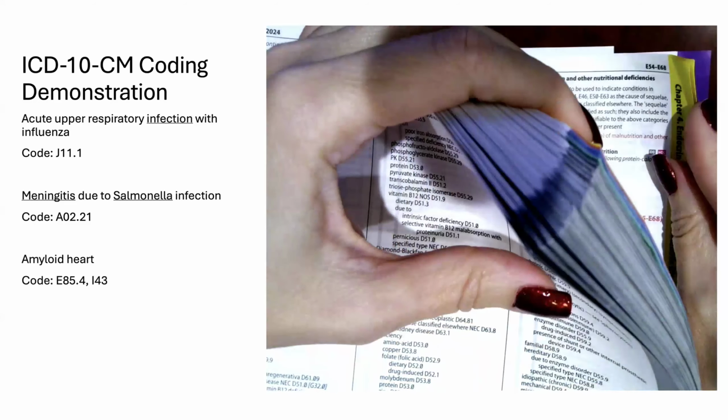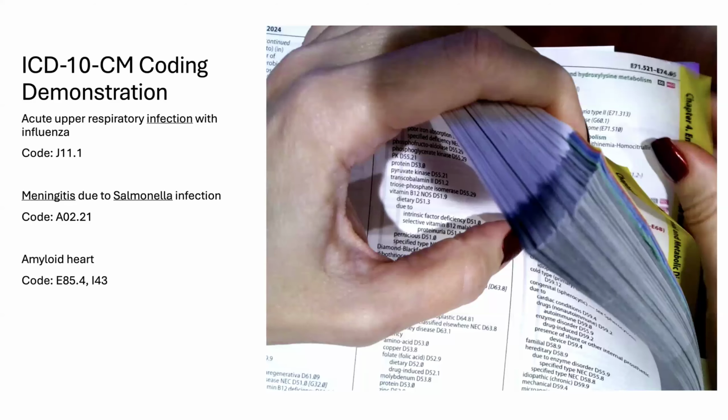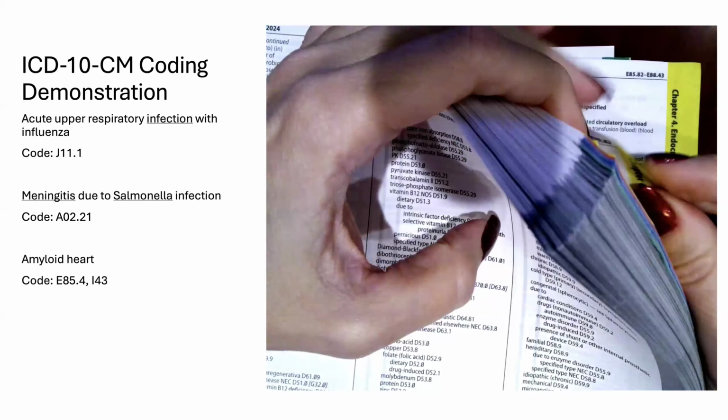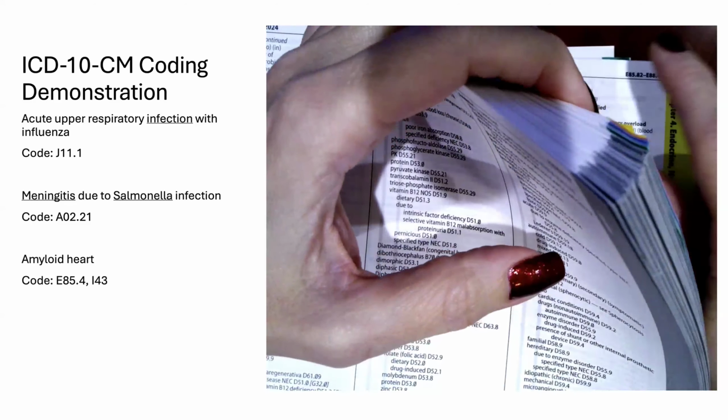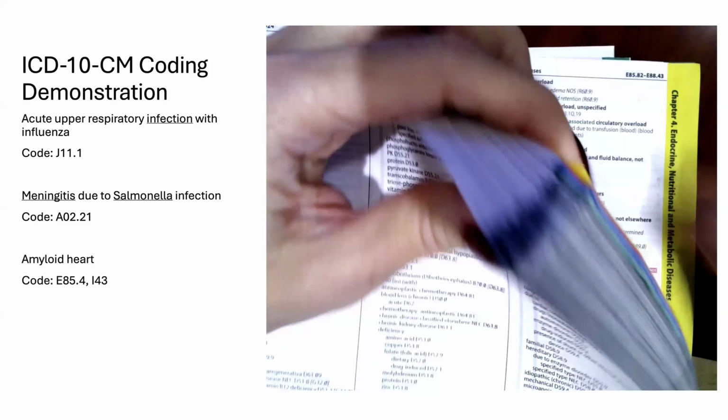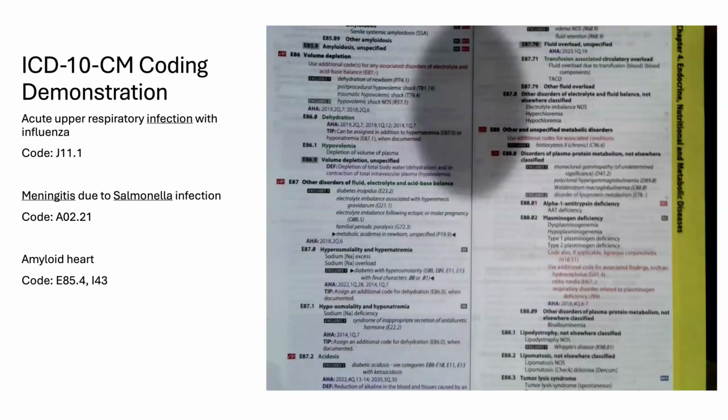E54. We're getting close. E79. Here we go. 85 to 88. We need 85.4. So it's going to be on the back side of this page, right? So here we go. E85.